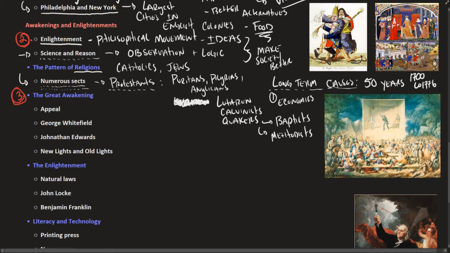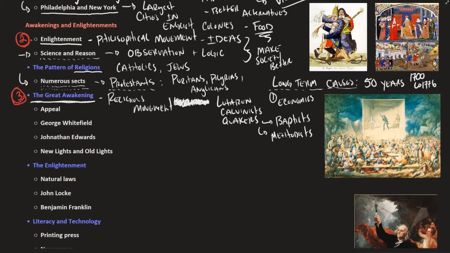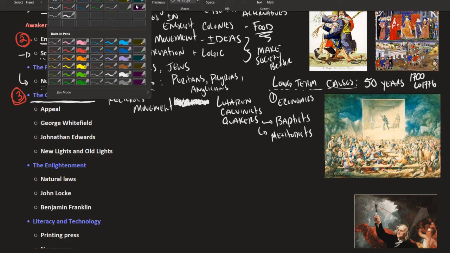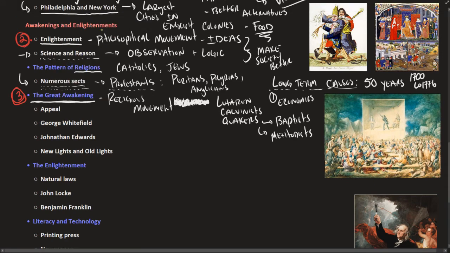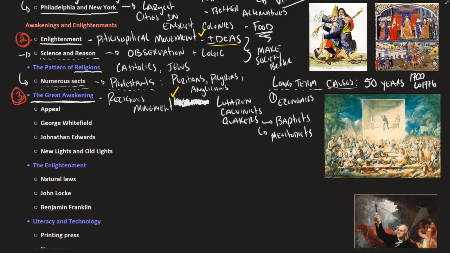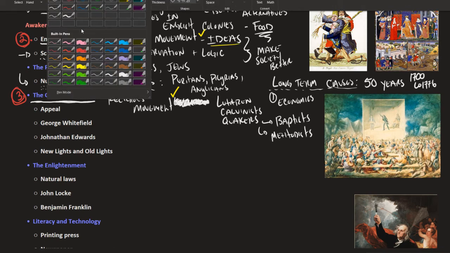And so this is related to the third and last major long-term cause of the revolution. That's the Great Awakening. The Great Awakening is a religious movement. So that's really the big difference there. To understand the difference between the Enlightenment and the Great Awakening, the Enlightenment is a philosophical movement. The Great Awakening is a religious movement. They're both based off ideas, but they're working in two different realms.